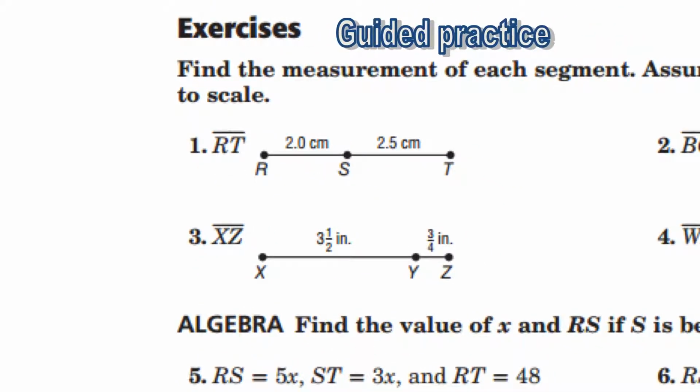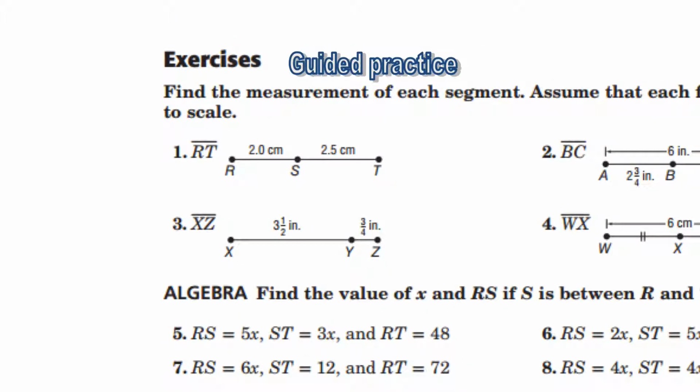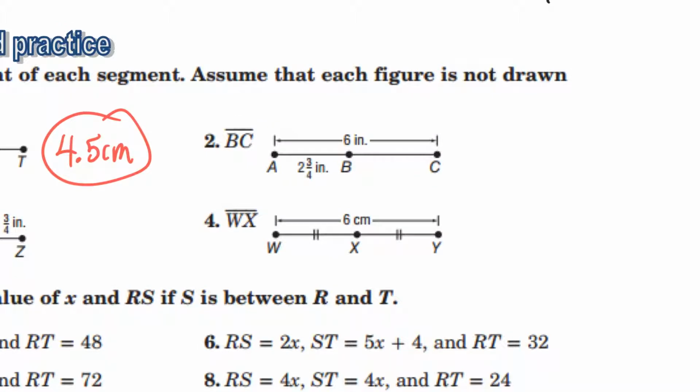All right, number 1. How long is RT? Don't you add? Yeah, just add them. How long is RT? 4.5. Yep. 4.5 centimeters. Okay, number 2. How long is BC?